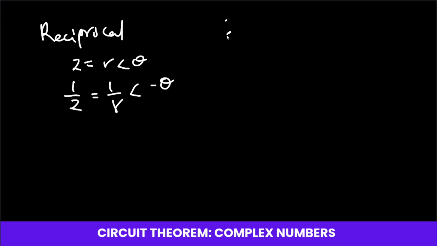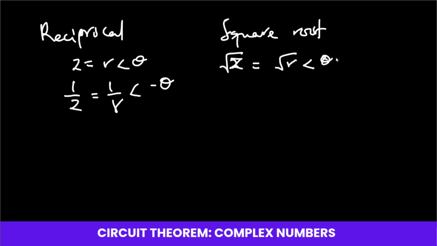Also, when you're asked to find the square root or the root of z, let's say we are dealing with just the square root of z, it is equal to the root of r angle theta over 2. So assuming it was a cube root of z, it would have been the cube root of r angle theta over 3. So the root will determine the denominator of the theta.